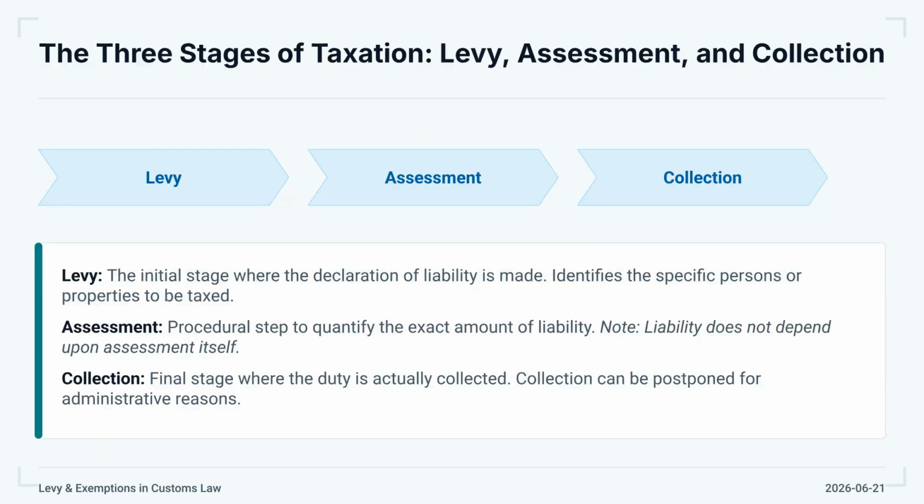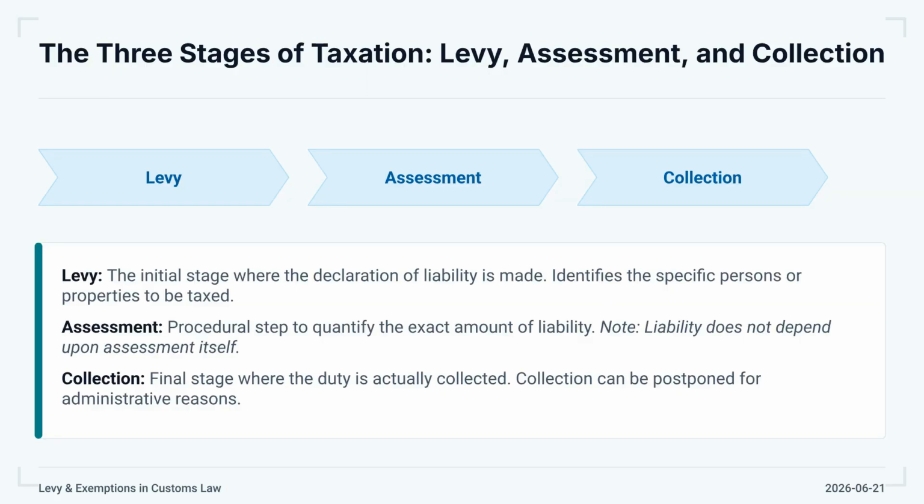Every tax, including customs duty, passes through 3 distinct stages. The first stage is levy, where the law declares that a particular transaction or property is liable to tax. The second stage is assessment, which determines the exact amount payable. An important exam point is that tax liability exists even before assessment takes place. Assessment merely quantifies it. The third stage is collection, where the government actually recovers the tax.